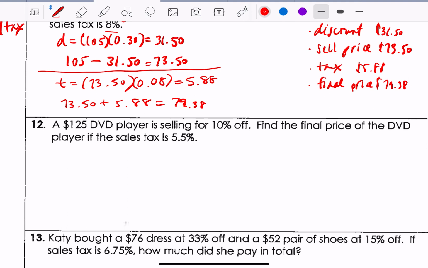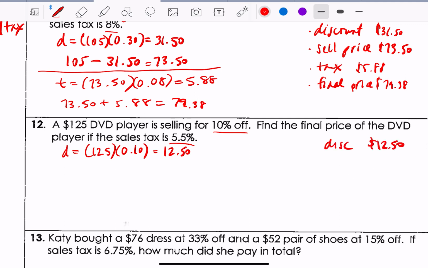A $125 DVD player is selling for 10% off, so it's a discounted item. Find the final price of the DVD player if the sales tax is 5.5%. So we're going to start, this one's very similar to the one above it. We've got a discount, so I'm going to use the variable D, and the original price of this DVD player is $125. 10% as a decimal is 0.10. So the discount for this item is $12.50.